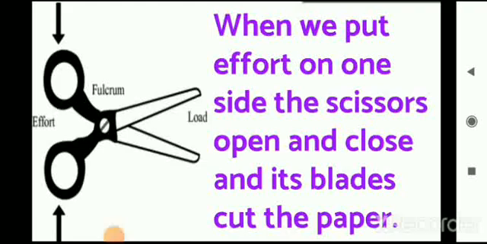So when we put effort on one side, the scissors open and close and its blade cuts the paper, right? And scissors make cutting very easy. Clear? When we hold the scissor from one side and the scissors start moving from the fulcrum and it cuts the thing from the load side, then it shows that it is what type of lever? It is a first class lever, right? As the fulcrum is between the load and the effort. Clear? And by this, scissors are making our work easier. Clear?